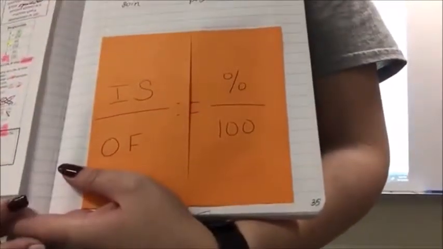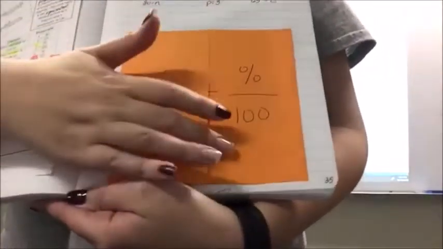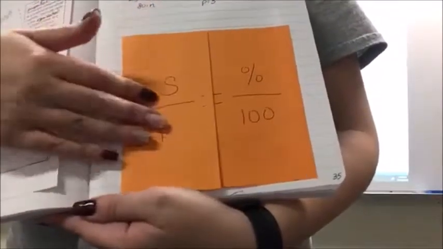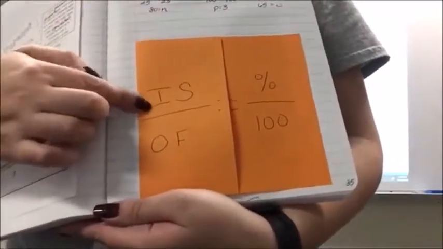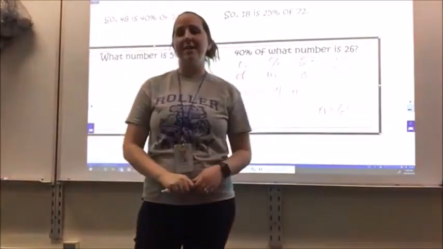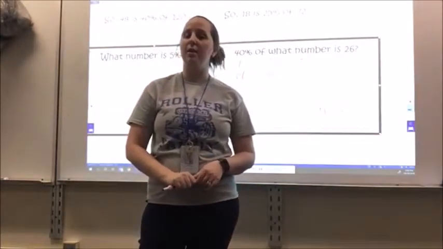All right, on this page you also have a foldable: is over of equals percent over 100, so you can remind yourself that it's part over whole. You can use this throughout the entire lesson and for your quiz as well. And that is the end of Chapter 2, Lesson 3.